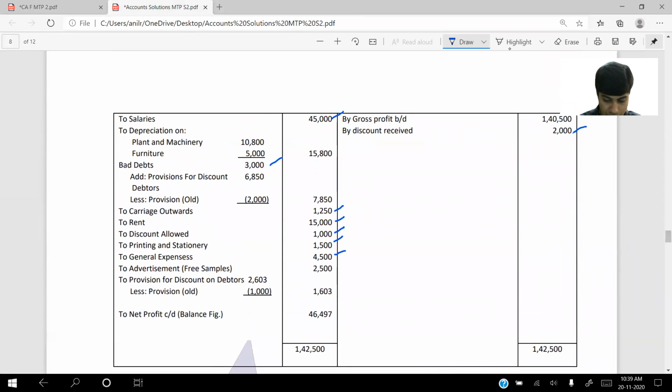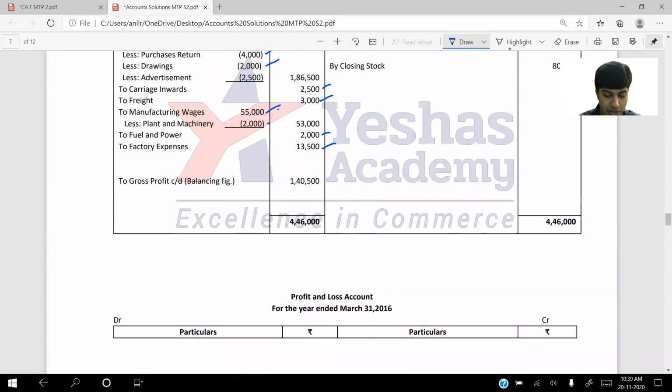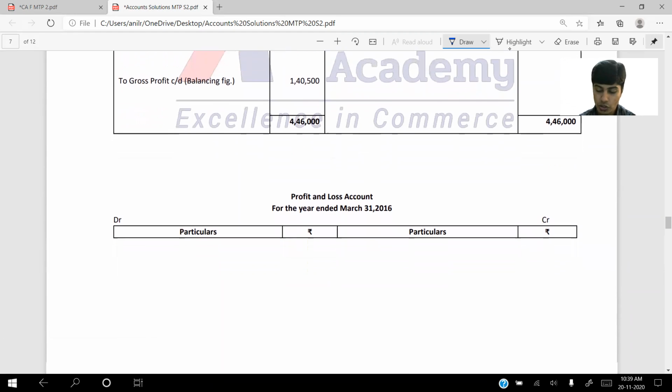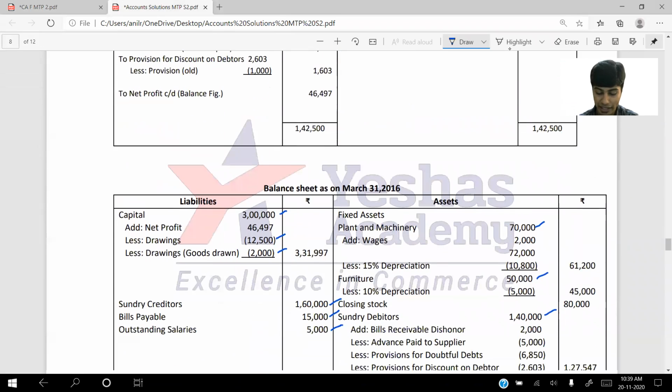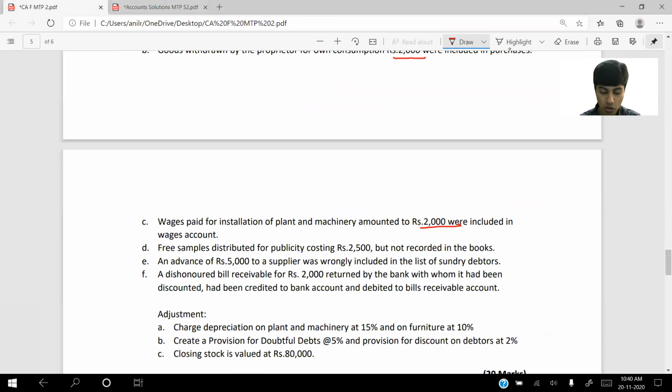Here, this is the trading account. 2,000 I'm deducting this year. That would give me 53,000 as manufacturing wages. It is to be capitalized because this expenditure is incurred in the process of setting up or making that plant and machinery ready to use. So in the plant and machinery, I would add this 2,000, making it from 70,000 to 72,000. Done. Then the depreciation adjustment is given at a later stage. We'll see it later. So I'm going in an order.